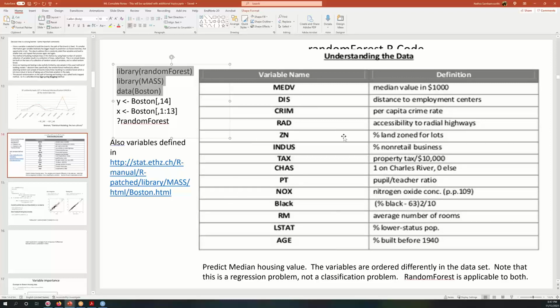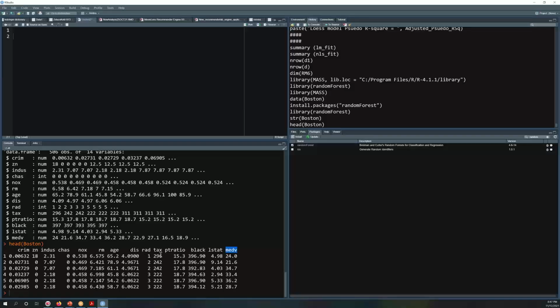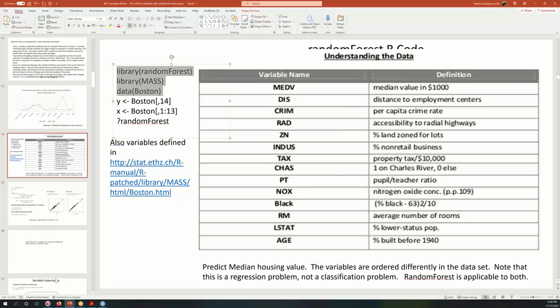RAD means accessibility to radial highways. ZN means percent land zoned for lots. INDUS means percent non-retail business industries. That's what it means, non-retail business. TAX means property tax per $10,000. Let's see what it is. This is per $10,000, $296 tax. So what is the tax for this one? 2.4 times 296, approximately 2.5, so for 500, 600, very close to 650. That's what this particular house is paying. Are you with me? Yes, sir.